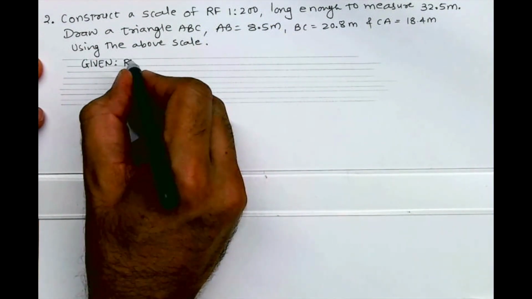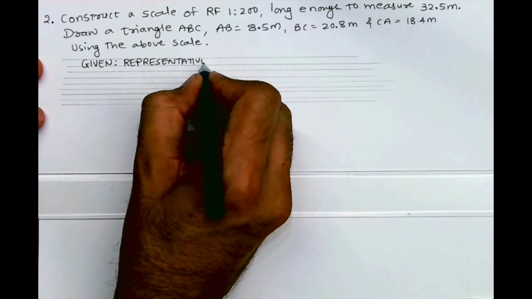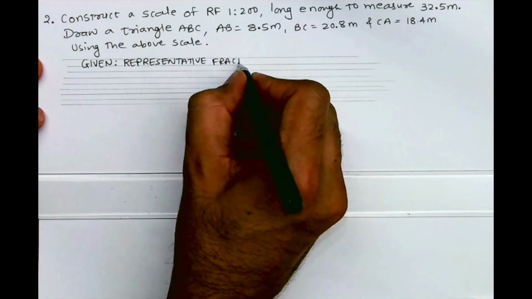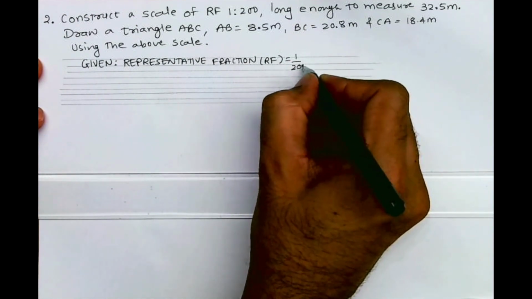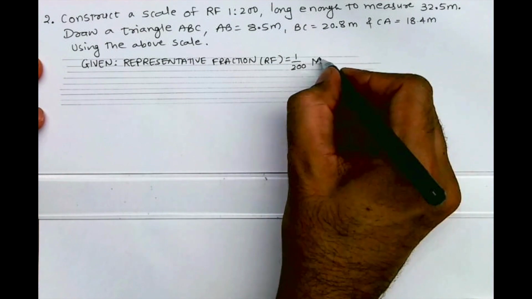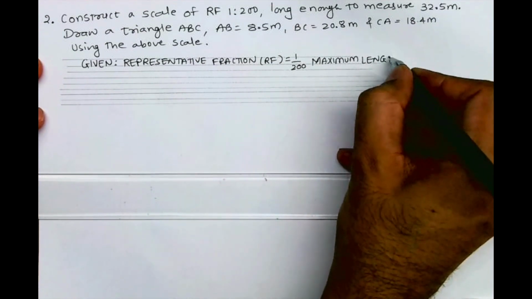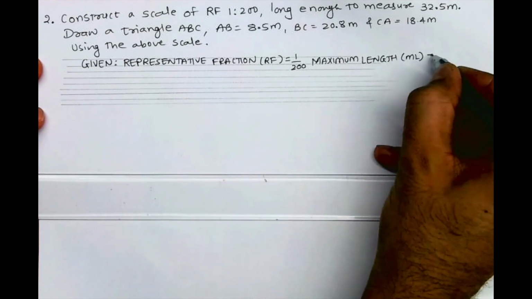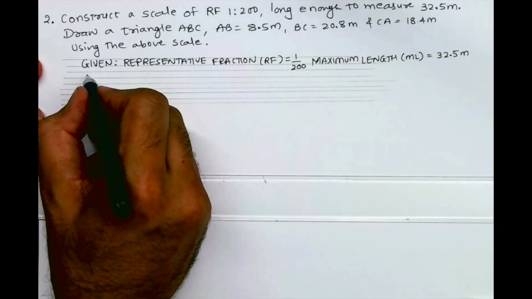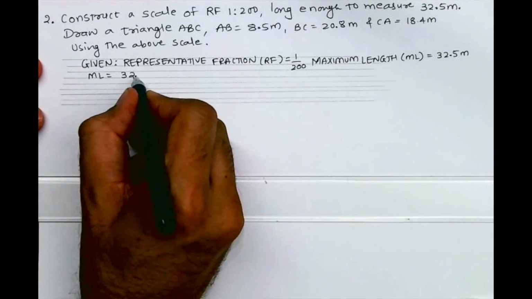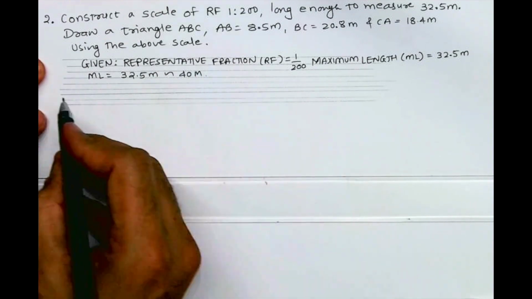First we'll write the given data, that is the representative fraction, which is 1/200. Then we'll see the maximum length. It is 32.5 meter. So we'll take 40 meter. Always remember, we will always round off.